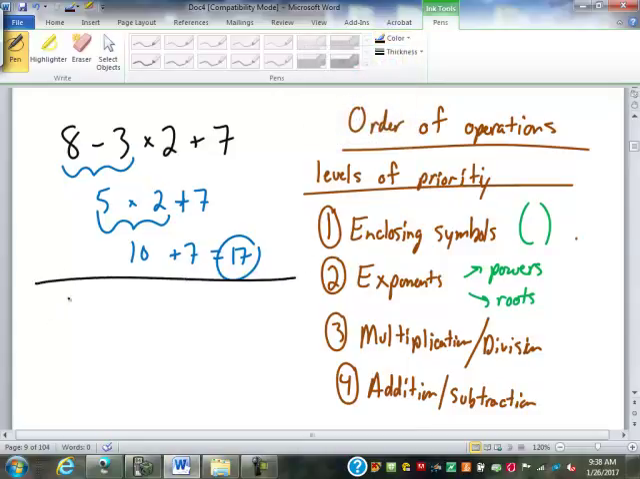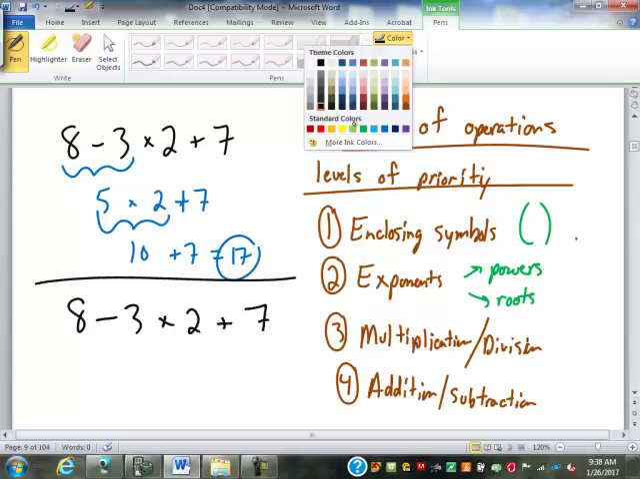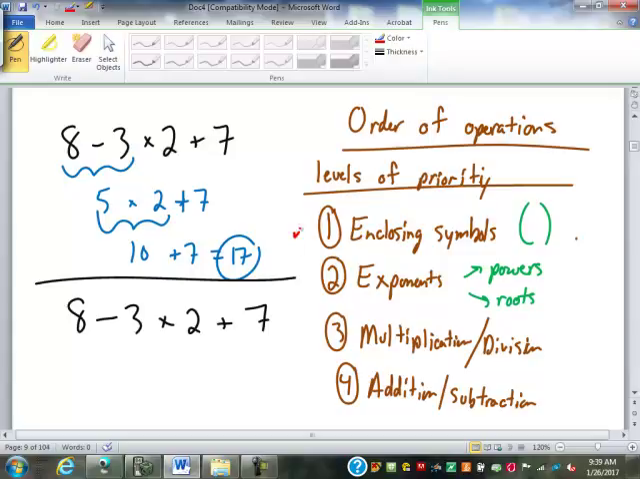So back to this problem here. We go through our levels of priority. Are there any enclosing symbols? No. Are there any exponents? No. Multiplication or division? Yes, there is. There's the 3 times 2. Now, I get asked a lot, is that 3 times 2 or is that negative 3 times 2? And the answer is yes. You can treat it either way.